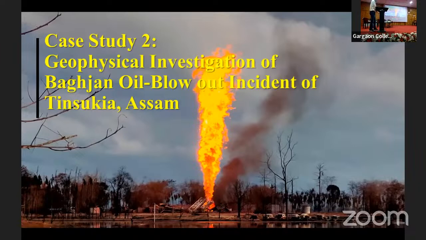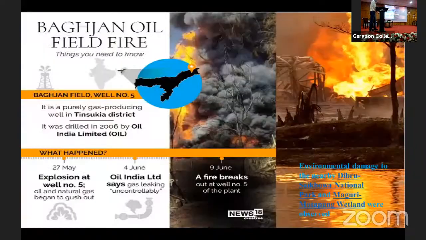The next case study is on the geophysical investigation of the Baghjan oil blowout. I think you are already aware of the blowout in well number 5 in the Tinsukia district. The blowout occurred on 27th May 2020, and on 4th June, Oil India declared that the gas was leaking uncontrollably. On 9th June a fire broke out, in which three firefighters died, and there was massive destruction to eco-points, for example Dibru-Saikhowa National Park and Maguri Motapung Wetland.